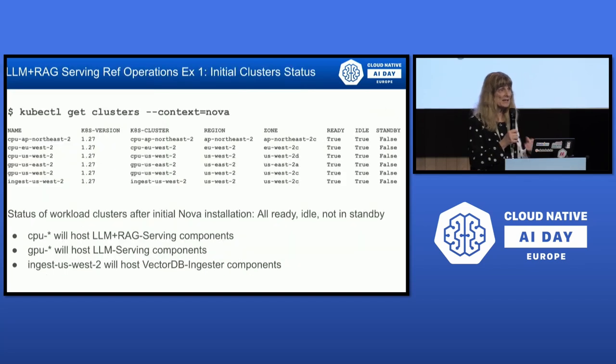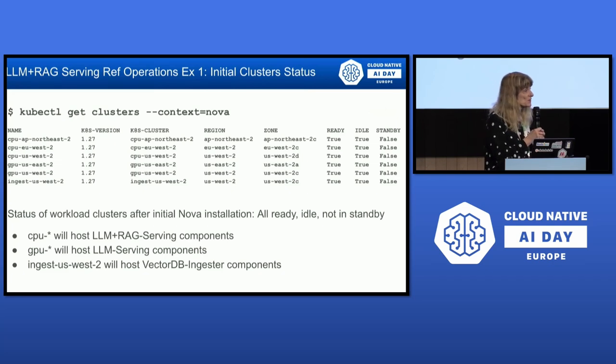So basically, at the beginning of time, the Nova control plane, which just looks like a Kubernetes cluster you talk to, is itself interacting with six clusters in this example. The first three clusters with the CPU prefix are the clusters that we want to run the user-facing part of our LLM plus RAG serving. So we wanted to locate those in three different regions across the world, and they need to be highly available, and they need to respond to the user even if they can't talk to other parts of the system.